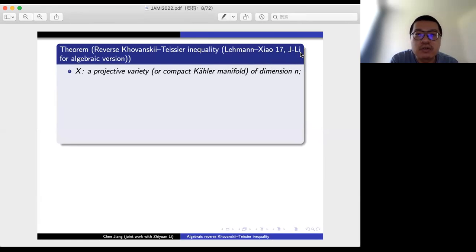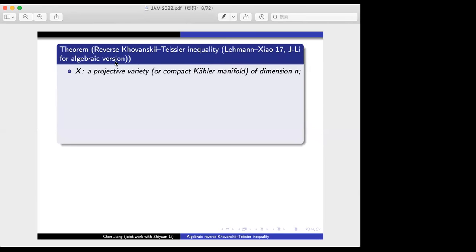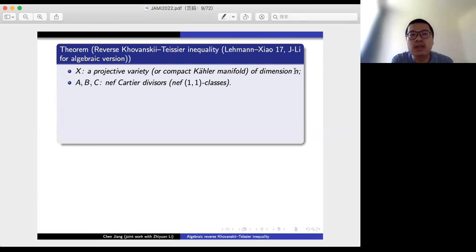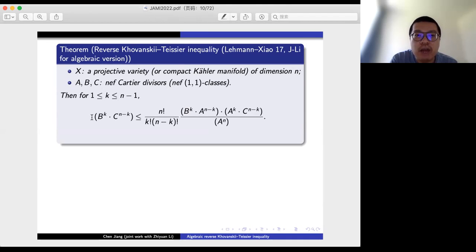And last year, Zhiyuan Li and myself, Zhiyuan being a colleague at Fudan University, proved the algebraic version. It says the following. Let's consider the same setting: X is a projective variety or compact Kähler manifold of dimension n, and we take three nef divisors or nef classes, A, B and C. Then the inequality is the following. We consider the upper bound of this intersection number. It is bounded by an intersection number of this form.